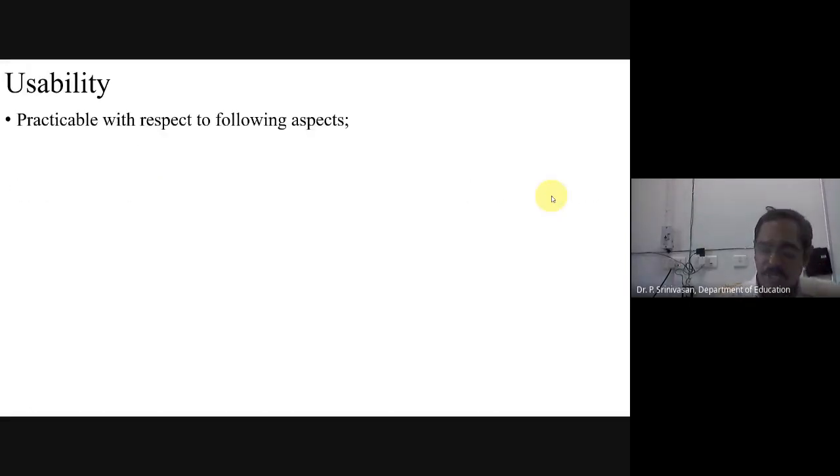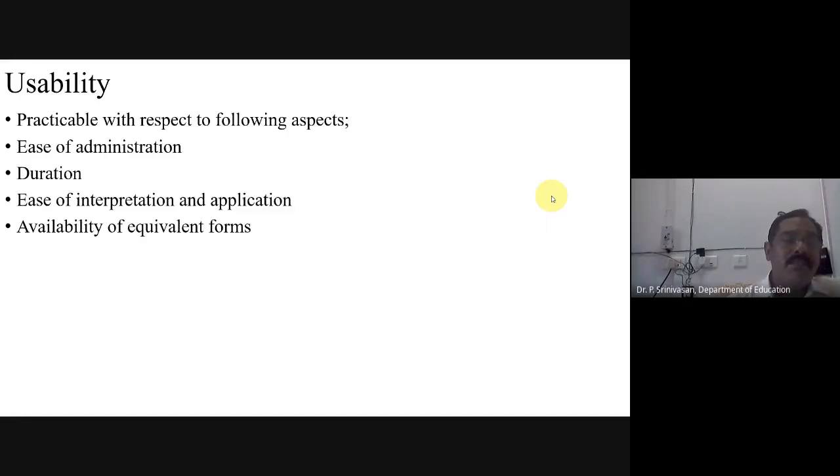So the last part of today's class is on usability. Usability means it's practicable with respect to the following things. The first one is not a point, the remaining 4 points we have. So ease of administration. Usability means it is easy to administer across India.